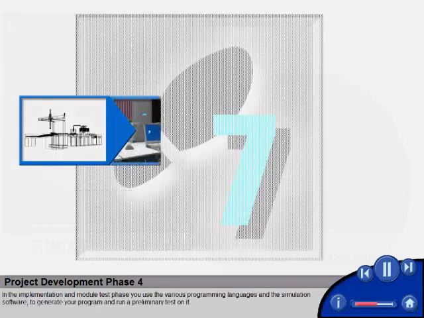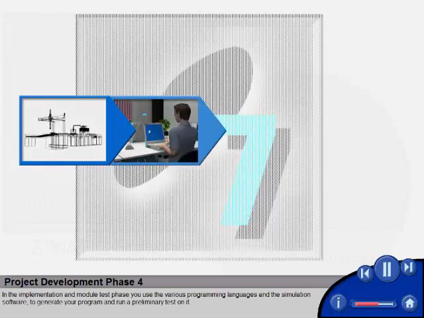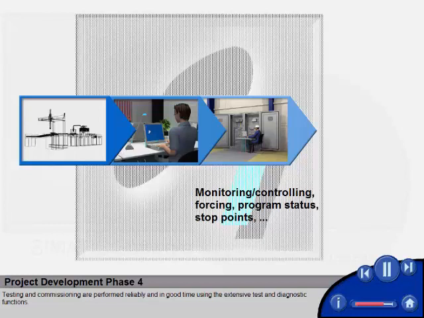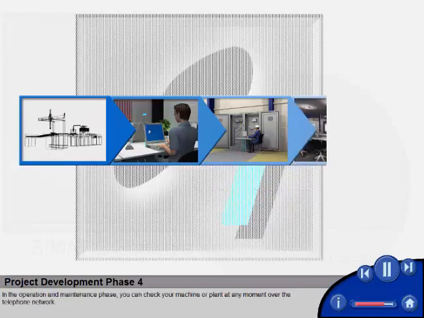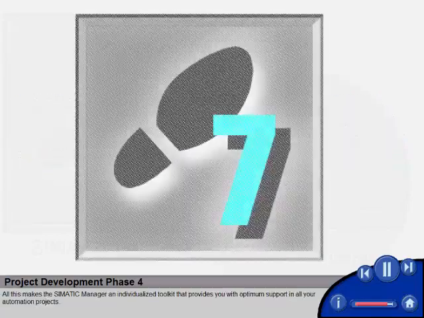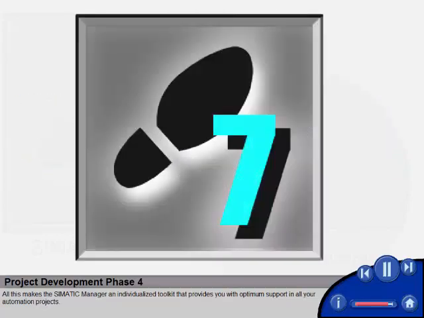In the implementation and module test phase, you use the various programming languages and the simulation software to generate your program and run a preliminary test on it. Testing and commissioning are performed reliably and in good time using the extensive test and diagnostic functions. In the operation and maintenance phase, you can check your machine or plant at any moment over the telephone network. All this makes the Sematic Manager an individualized toolkit that provides you with optimum support in all your automation projects.